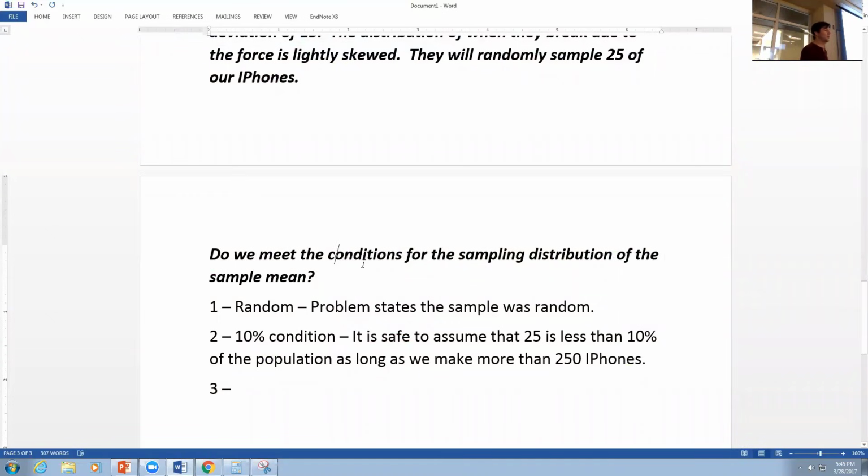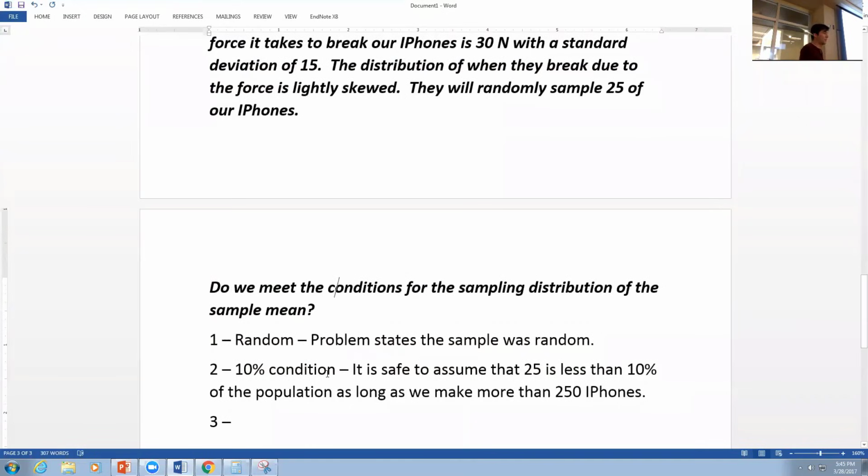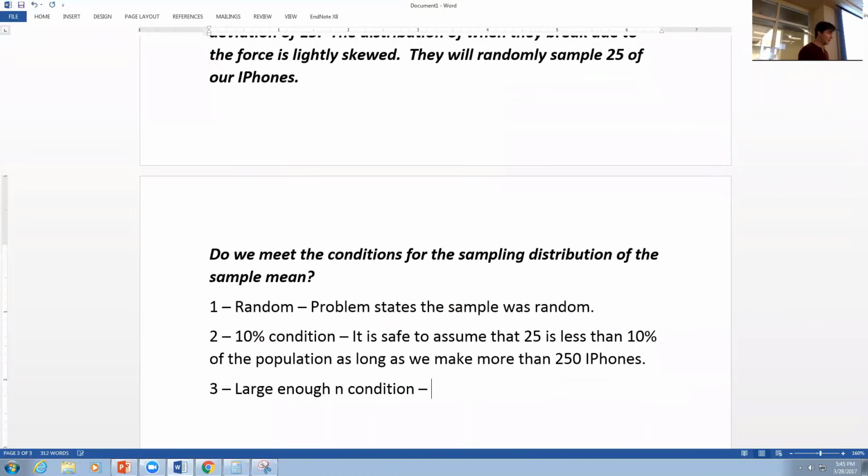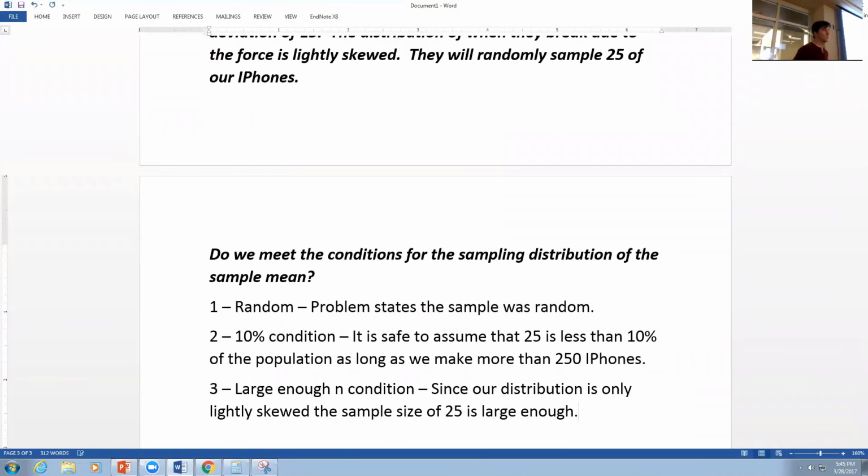And how does ours look? Ours is what kind of skewed here? Lightly. So the condition is the large enough n condition. Since our distribution is only lightly skewed, the sample size of 25 is large enough. If it had said it has a strong skew or heavy skew or extreme skew, some of those big scary words, it would need to be a sample size of 100.